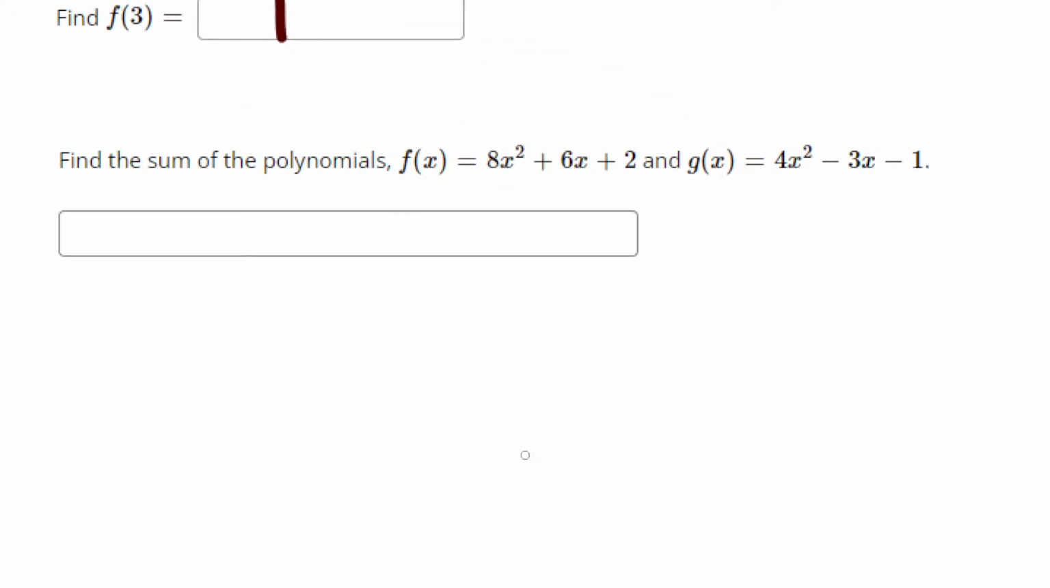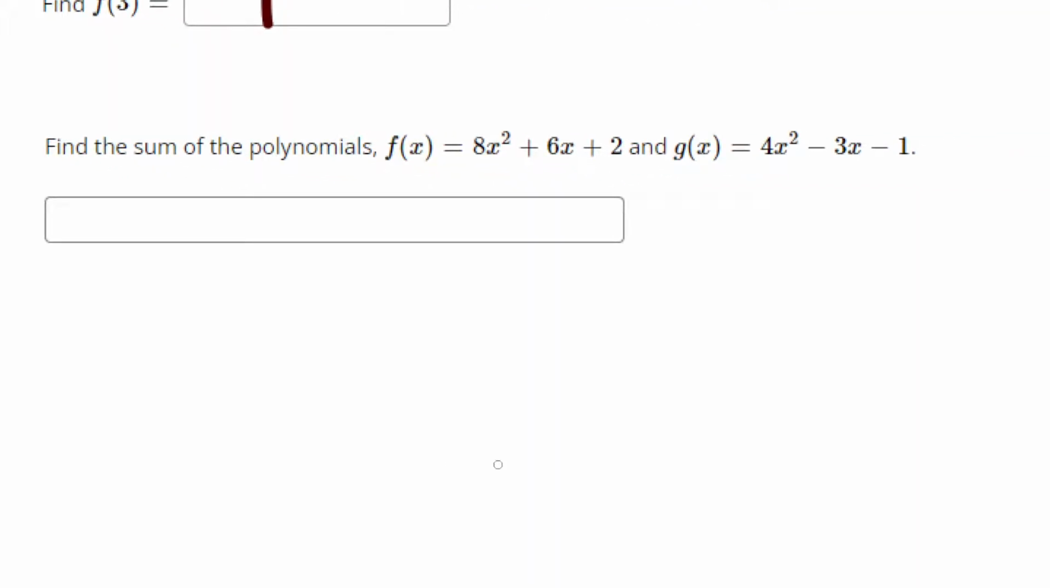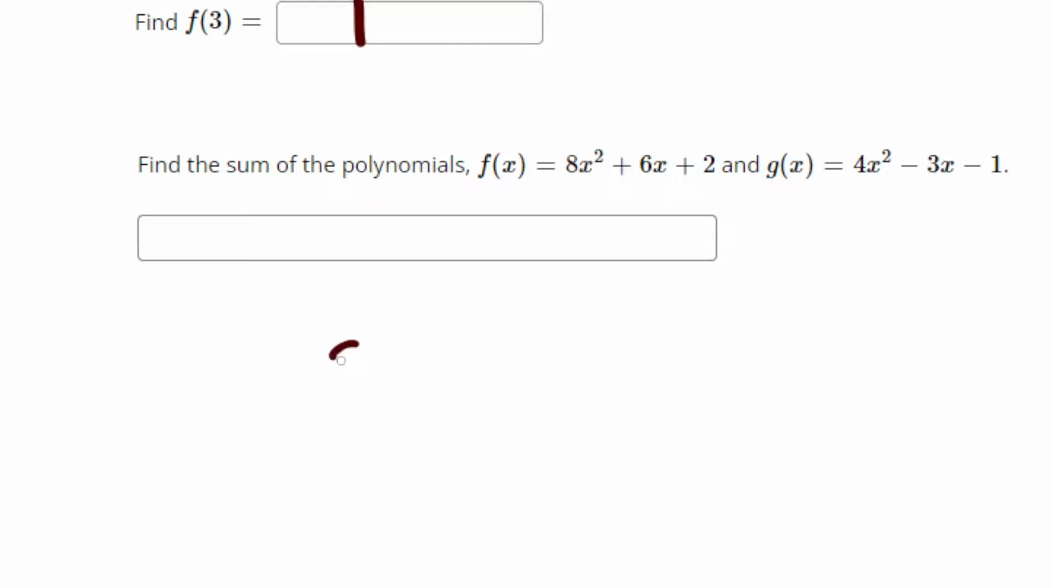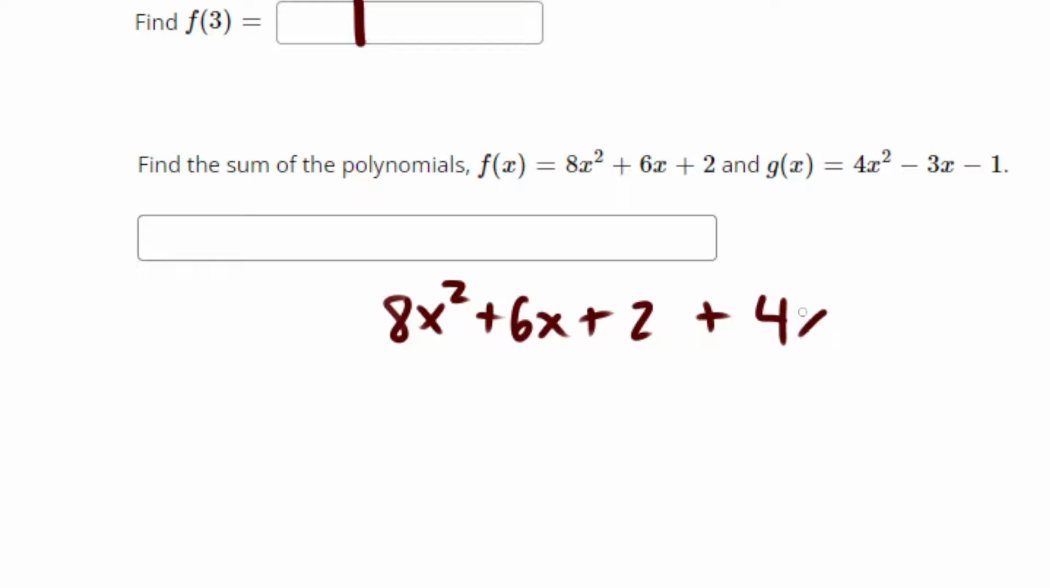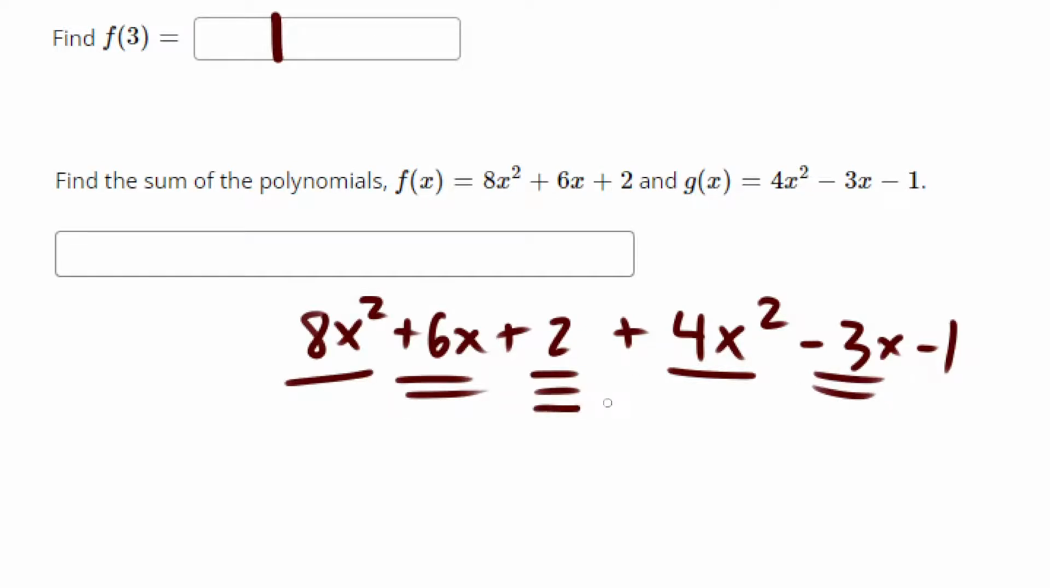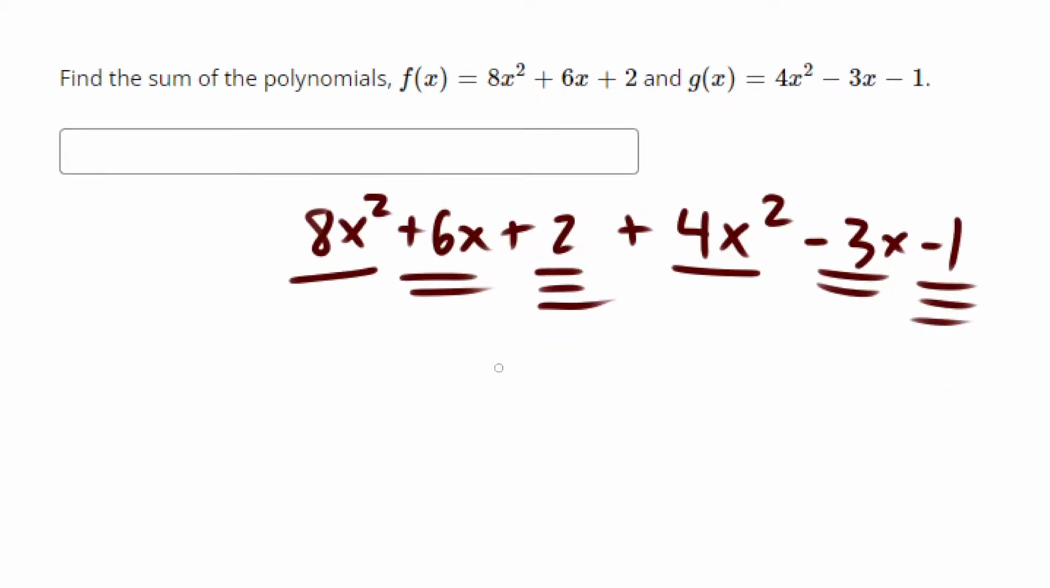Find the sum of the polynomials f of x equals 8x squared plus 6x plus 2, and g of x equals 4x squared minus 3x minus 1. We'll do 8x squared plus 6x plus 2 plus 4x squared minus 3x minus 1. Now, if you remember, sum means addition. So now we can combine like terms. These two are like terms, and these two are like terms, and these two are like terms. So we can combine them.